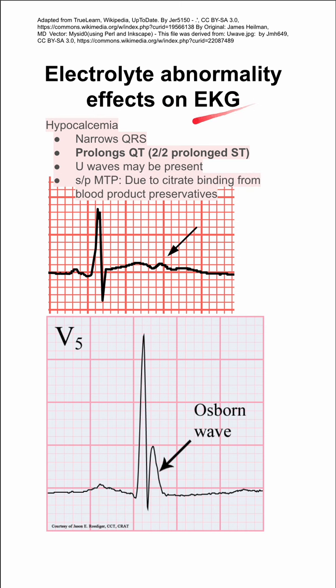These electrolyte abnormalities on EKG are helpful when diagnosing your electrolyte issue after a massive transfusion protocol. You can have hypocalcemia after a massive transfusion protocol due to citrate binding from blood product preservatives.